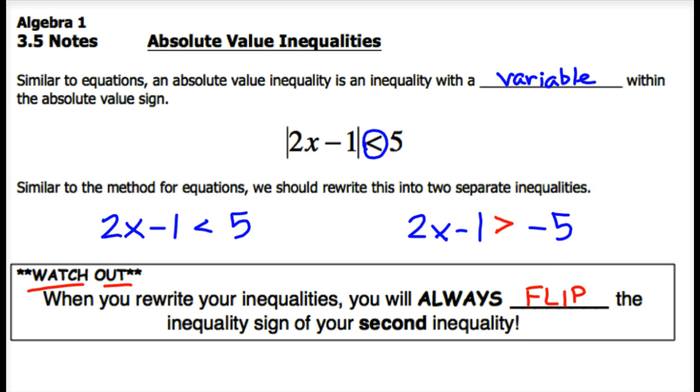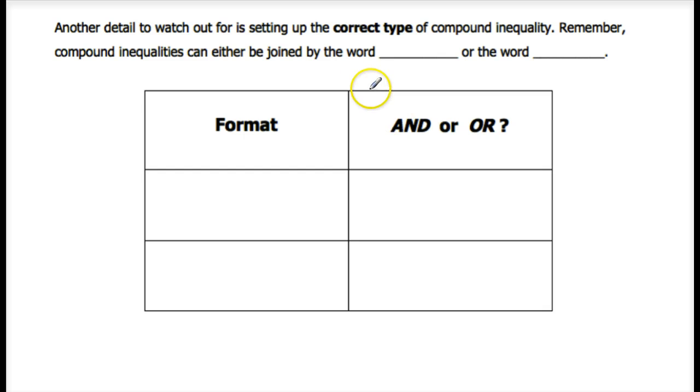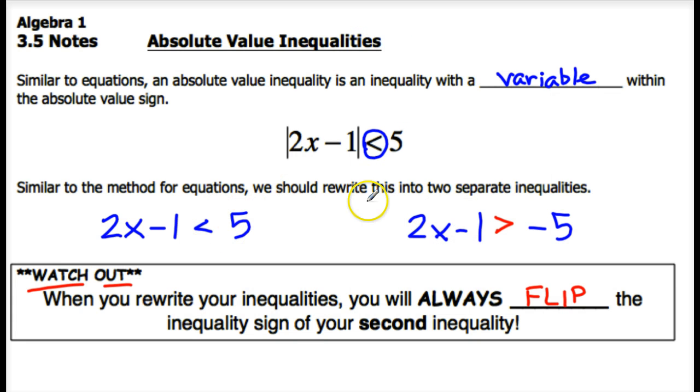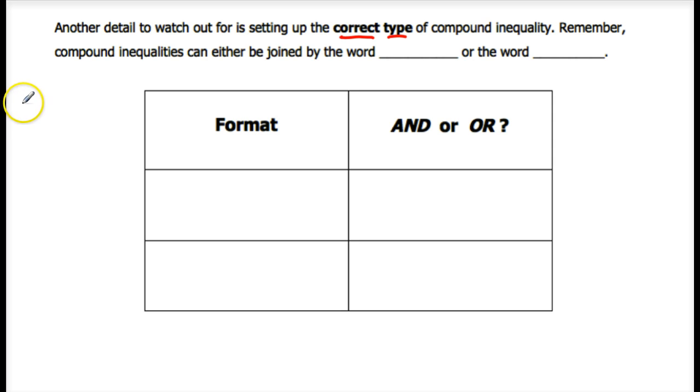Okay? There is one other detail we want to watch out for, and that is setting up the correct type of compound inequality. So each of these absolute value problems we do is going to involve two inequalities, and we know from the last couple of videos that when you have two inequalities in the same problem, it's called a compound inequality. And compound inequalities can be joined by one of two words, either the word and or the word or. And again, it matters which word goes in between because and or mean two different things.